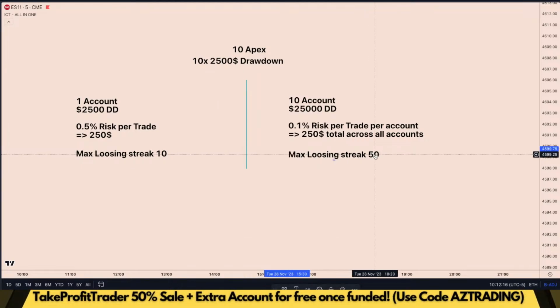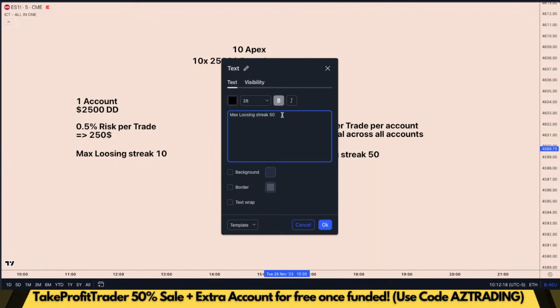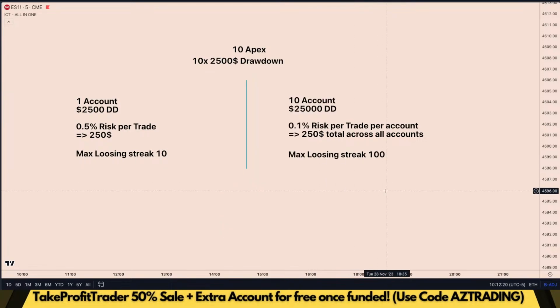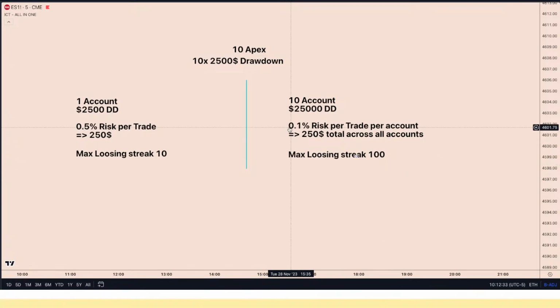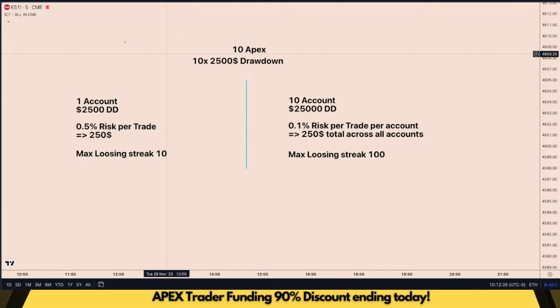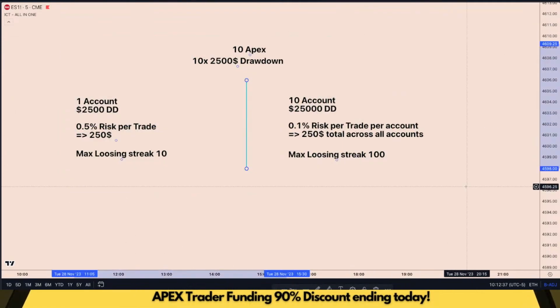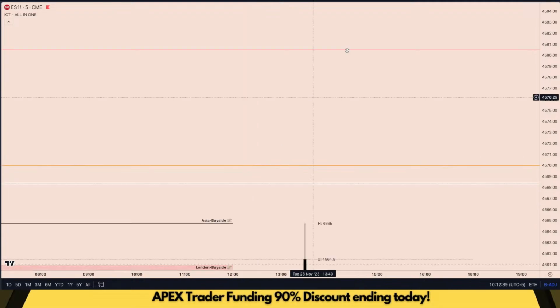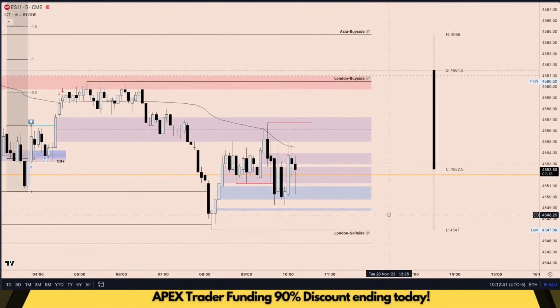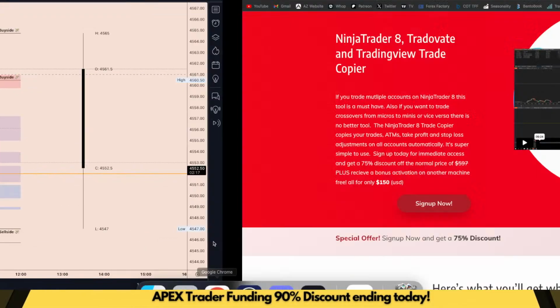Now we would be able to lose 100 trades in a row if I'm not completely wrong. 250 times 10. But we only risk $25 per account, per trade, 0.1%. You get the idea. Do the math yourself. Understand how it works. I explain it in more detail in the video that I'm uploading right now.